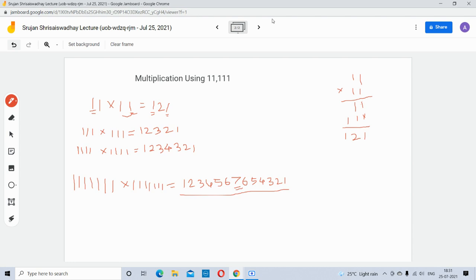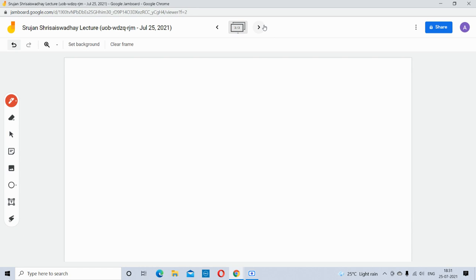Now we'll go for multiplication with the number 11. Let us consider that you are going to multiply by 11. So how are you going to multiply by it?